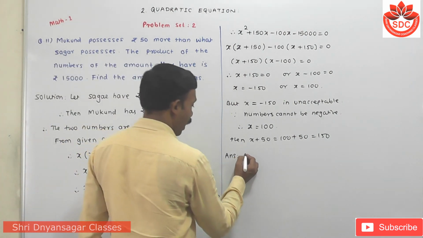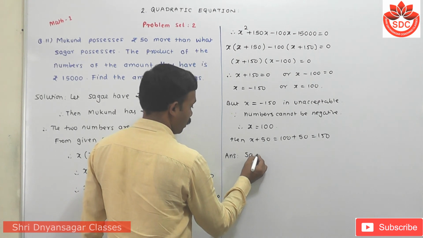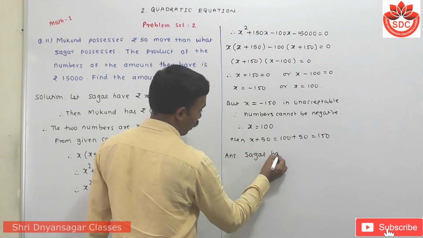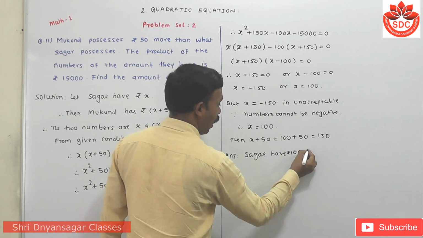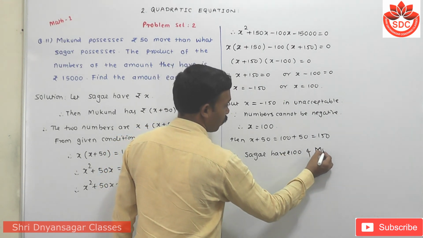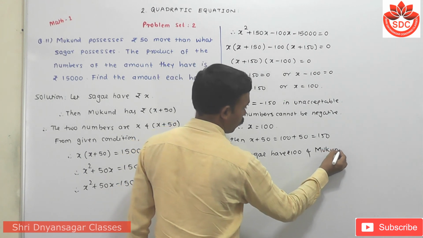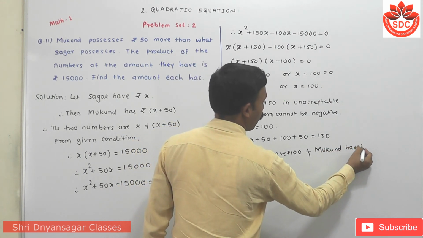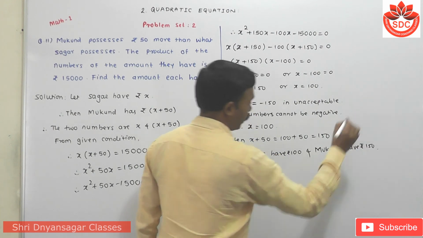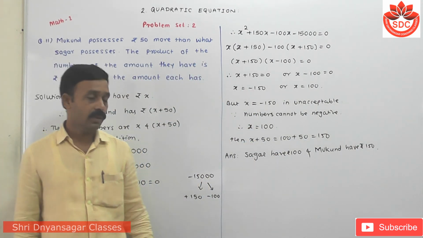Therefore Sagar has 100 rupees and Mukund has 150. Can you understand this? Okay, we see the next question.